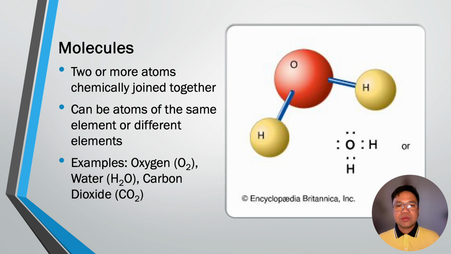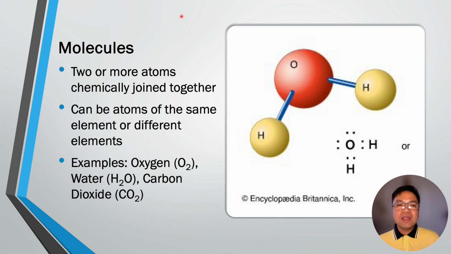Picture a dance where atoms, the smallest units of matter, come together to form partnerships, groups, and communities. This dance of atoms creates what we know as molecules. A molecule is formed when two or more atoms are chemically joined together, bound by forces that tie them into a lasting embrace. These atoms can be the same, dancing in unison, or different, bringing a variety of moves to the floor.